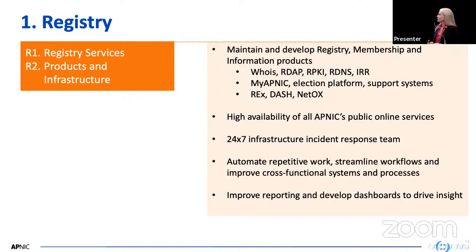Higher availability of all APNIC's public online services, and a 24/7 infrastructure incident response team. That's something that we're wanting to finalize this year. We've already started work on that because we are trying to make sure that we maintain at least four nines, and moving towards that third dot point, automation of repetitive work, I think, is something that we're all interested in doing. And obviously improving reporting and development dashboards to drive the insights so that we know exactly where those areas for improvement are. So with that, I'm going to hand over to Chi, who's going to talk about the development value stream.